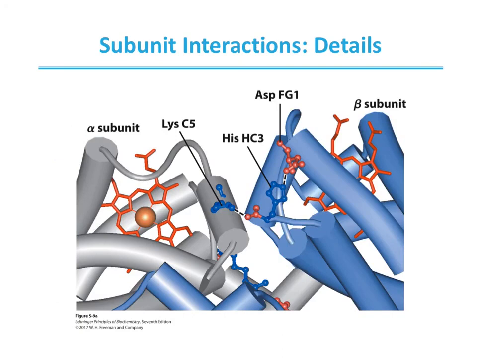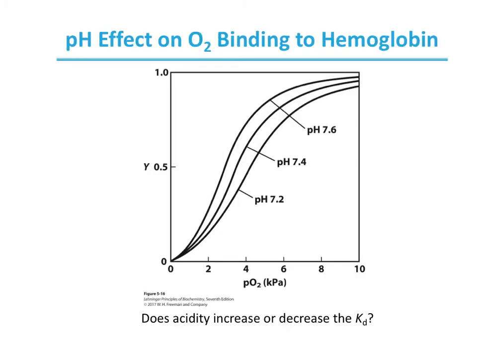So this is a close-up view of a portion of hemoglobin in the T state without any oxygen bound. So the interactions between the ion pairs histidine HC3 and aspartate FG1 of the beta subunit are shown, and then also between lysine C5 of the alpha subunit and the same histidine HC3 of the beta subunit are shown with the dashed lines.